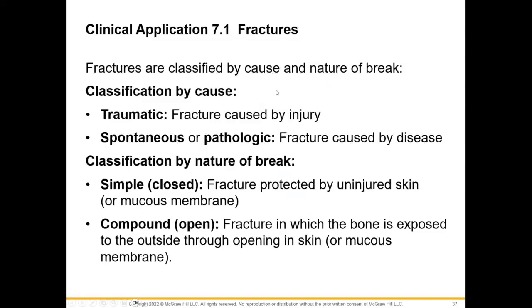Okay, fractures. Fractures are classified by cause and nature of a break. Here's classification by cause. So traumatic fractures occur because of injury. Spontaneous or pathologic fractures are caused by disease. We can also classify by the nature of the break. A simple or closed fracture is protected by the uninjured skin or mucous membrane. A compound or open fracture is when the bone is exposed to the outside through the opening in the skin.